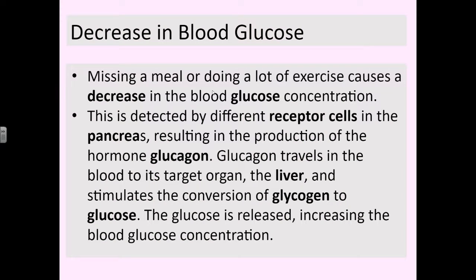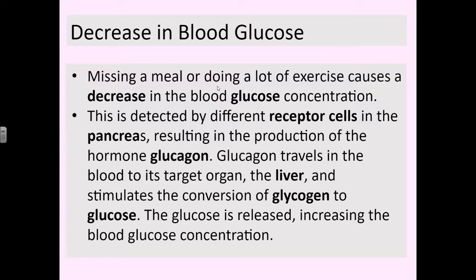If you miss a meal or do lots of exercise, or just normally use up your sugar in your blood, it will start to slowly drop. This is detected by a different part of the pancreas. You've got alpha and beta cells in your islets of Langerhans, and it will say, hey, wait a minute, I've not got enough sugar. Oh, thank God, earlier on I stored some sugar as glycogen. So your pancreas says, it's okay, I can sort this.